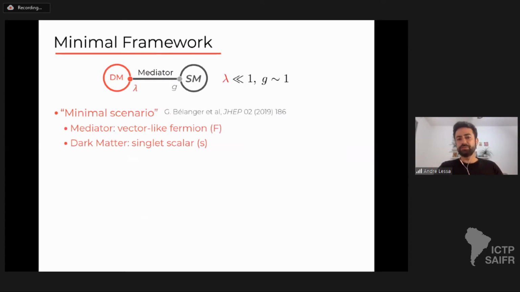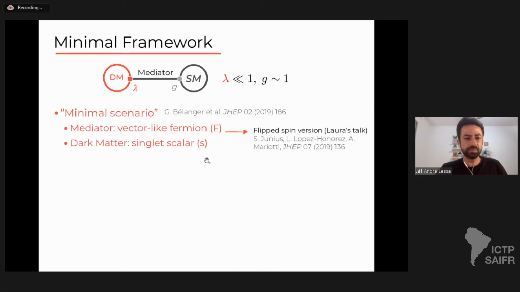So I use a very, very minimal scenario, but it's still very helpful because it has all the main features that we expect in these types of models. We investigated it a year ago or so. The mediator, I assume, is a vector-like fermion, and dark matter is a singlet scalar. There is a flipped-spin version of this model where the mediator is a scalar and dark matter is a fermion, which was also discussed by Laura and collaborators in this paper.